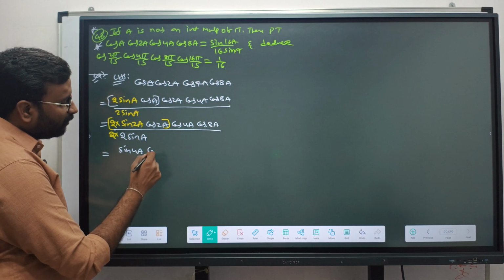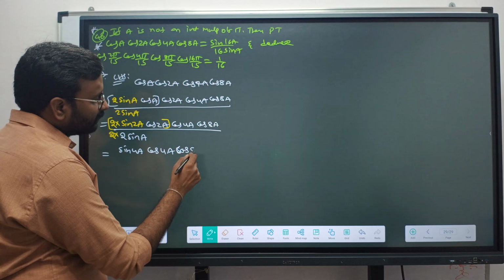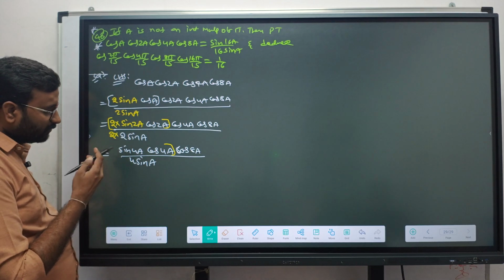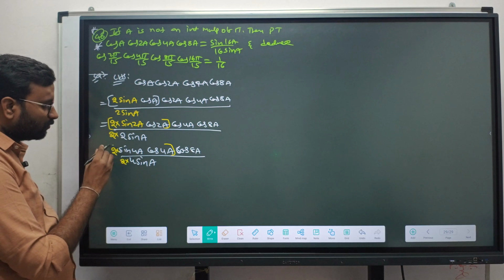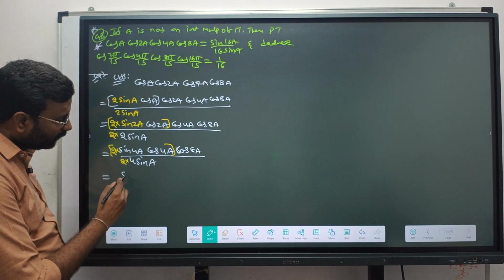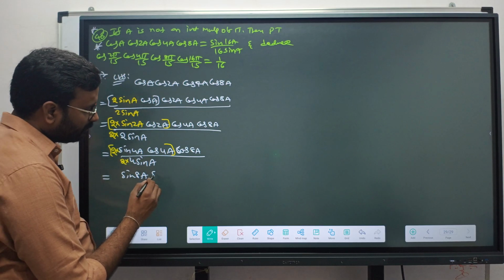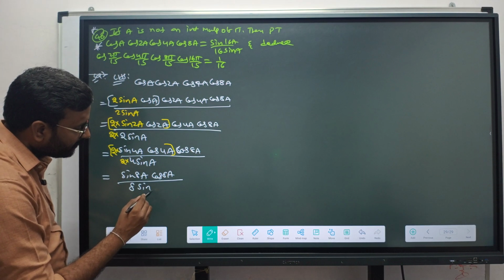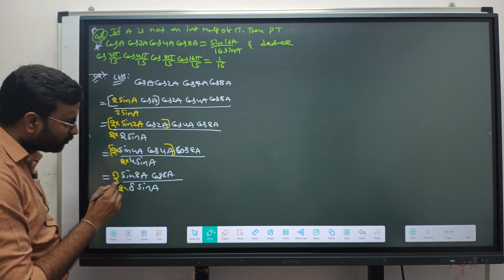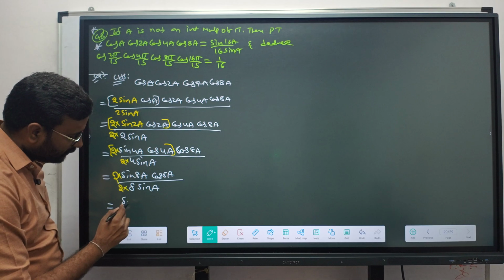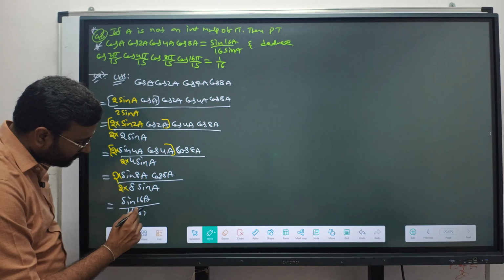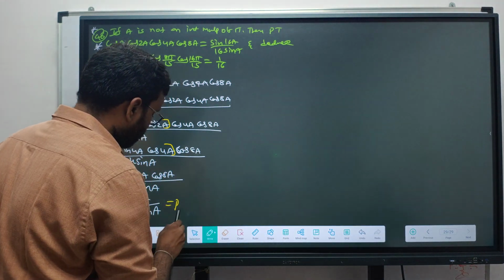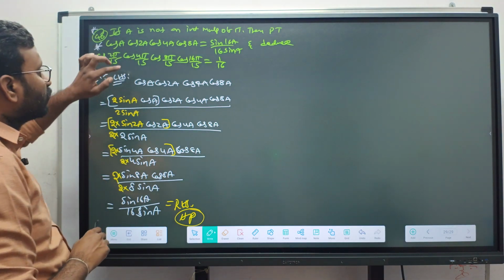sin 4A cos 4A cos 8A by 4 sin A. Again for this we need one more 2. That's why 2 into 2 into 2 sin A cos A. Again sin 2A, which is equal to sin 8A cos 8A by 2, 4, 8 sin A. Again multiplying and dividing with 2. So 2 sin A cos A, sin 16A by 16 sin A. 16 sin A is the RHS, hence proved. From this he is asking to prove this.